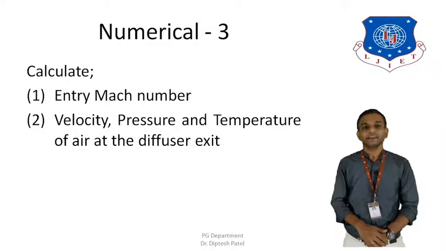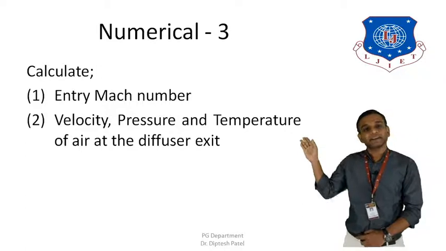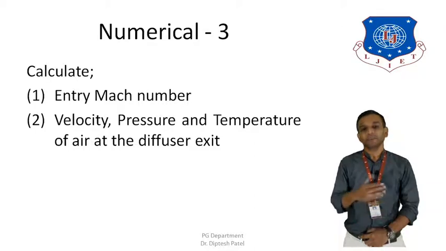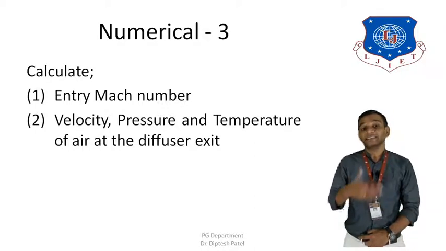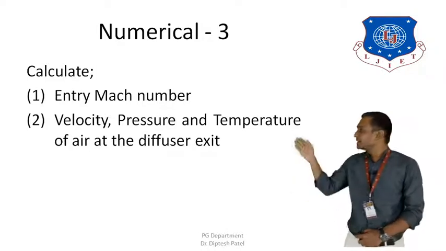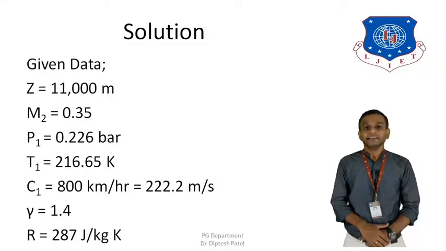On the basis of the data, we need to calculate, first, the entry Mach number, meaning the Mach number at section 1, M1. Second, the velocity, pressure and temperature of air at the diffuser exit, meaning we need to calculate the velocity, pressure and temperature at section 2, that is V2, P2 and T2. So these are the different findings that we need to calculate in this numerical. So let's start the solution.